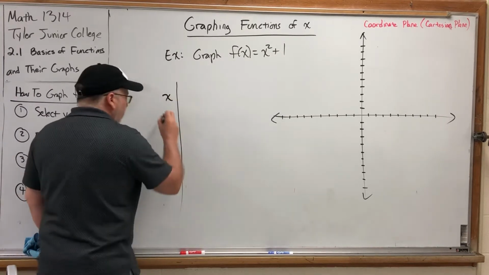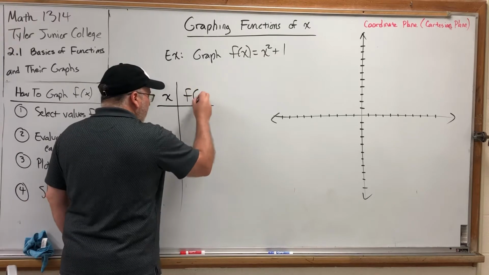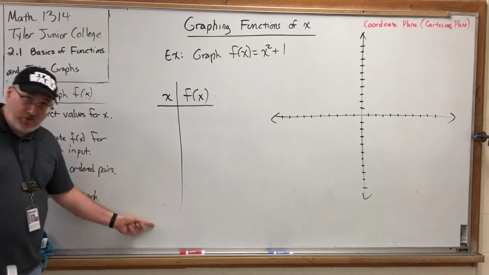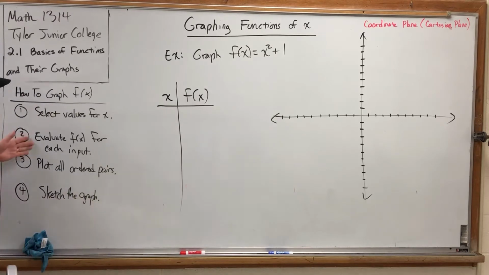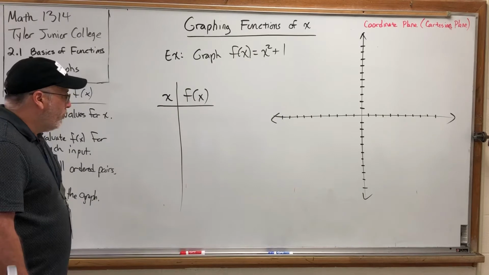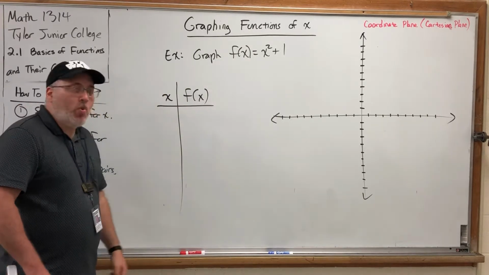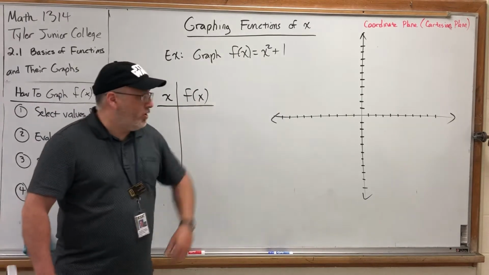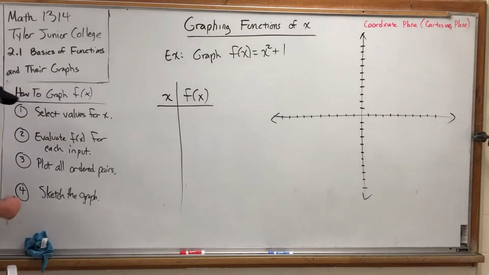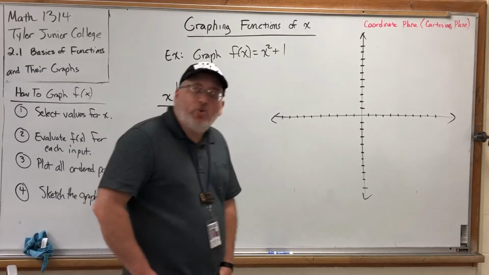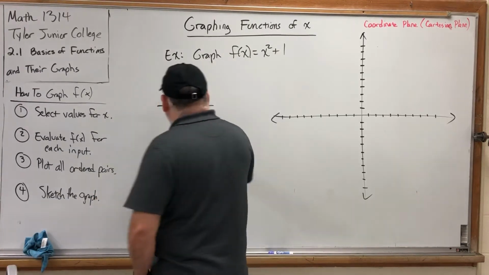Well, what we're going to do is we're going to make a table. We're going to start by selecting values for x, write them in the first column. Then we're going to evaluate the function for each input and write them in the second column. Remembering that the output of a function is the y-coordinate, we're generating ordered pairs. Ordered pairs go onto the coordinate plane, and then we sketch the graph. But it goes back to, I don't know what numbers you want me to pick. Well, let's just start with 3.